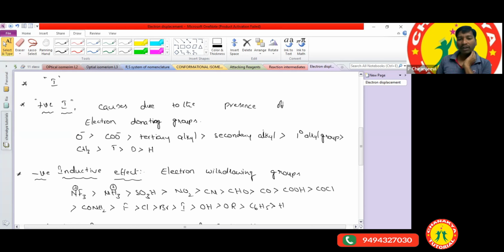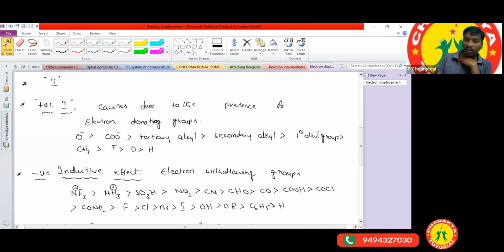And the negative inductive effect. What is meant by the negative inductive effect? The negative inductive effect is caused by the presence of electron withdrawing groups. What are the examples of electron withdrawing groups? NF3 plus, NH3 plus, SO3H plus, NO2, CN, CHO, CO, COOH, COCl, CONH2, F, Cl, Br minus, I minus, OH minus, OR minus, C6H5 and H. So these are the examples of the electron withdrawing groups.